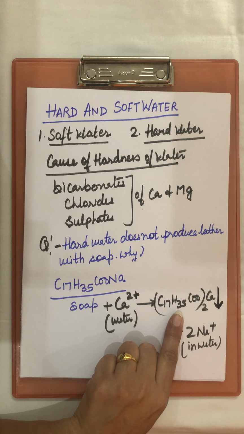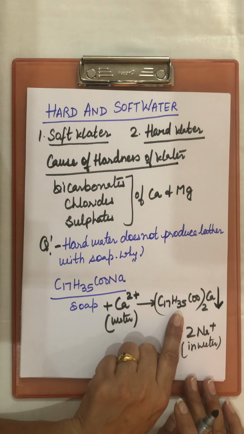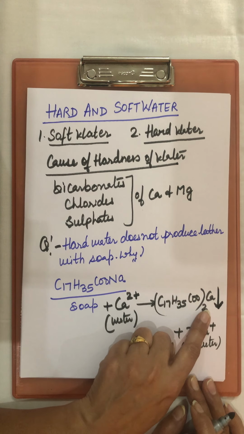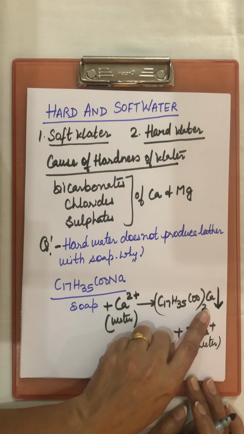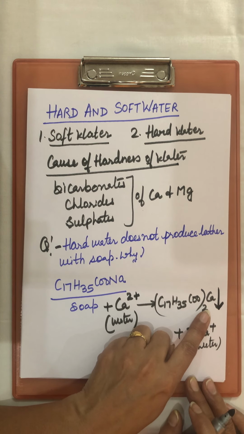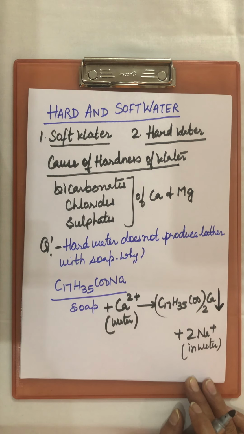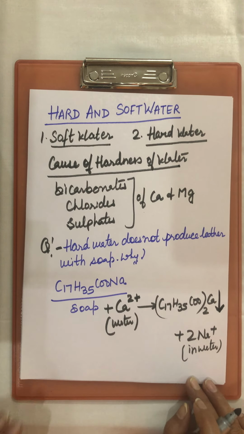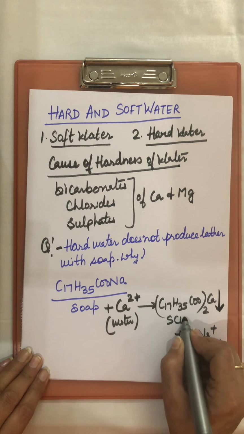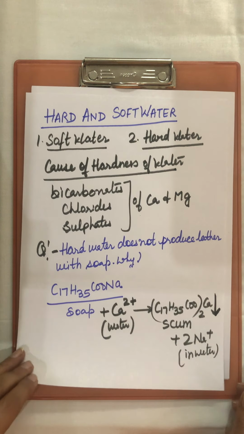If soap will not dissolve in water, it cannot do its cleansing action, or there will not be any lather formation. And that soap will go waste because it has combined with the calcium and magnesium rather than forming a lather or doing its cleansing action. So hard water does not produce lather with soap because of formation of precipitates, or we can say scum formation takes place here.